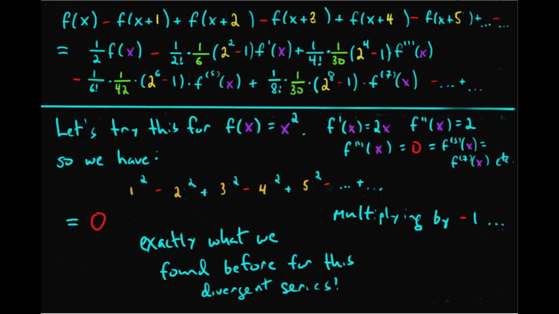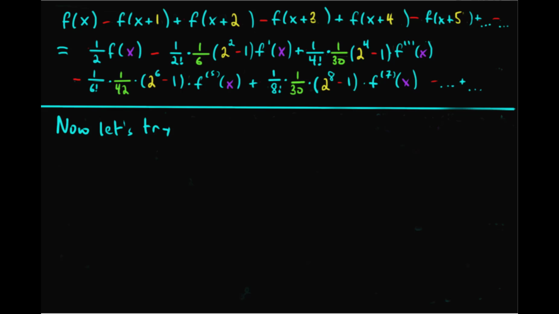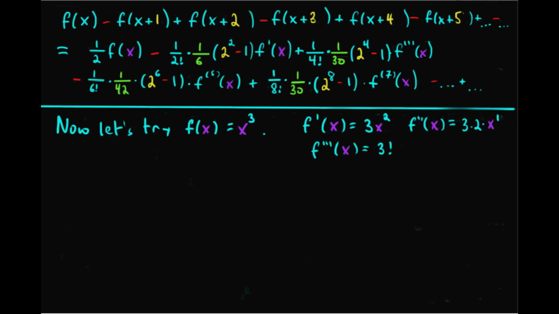So in order to see still more clearly what's going on here, let's try f of x equals x cubed. And then for our derivatives, we'll have f prime of x equals 3x squared, f double prime of x equals 3 times 2 times x to the first, f triple prime of x equals 3 factorial times x to the 0, which of course is just 3 factorial, and that's a constant, so when we differentiate further, we're going to have f quadruple prime of x equals 0, and all subsequent higher order derivatives of f of x are going to equal 0.